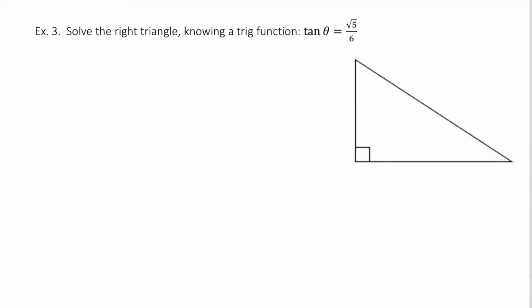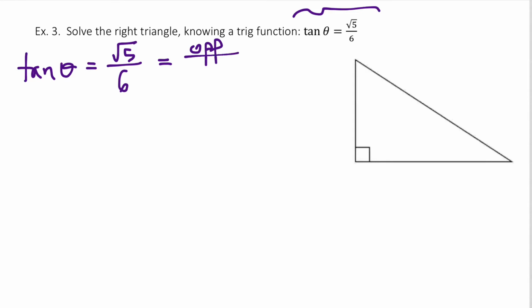So here's another triangle problem. We haven't really gotten into anything having to do with the circular trig angles yet, so we're still talking about just side lengths and angles within acute triangles. So here your information is given to you in the form of a trig function. If we're told that the tangent of theta is equal to this side, root 5, divided by this side, 6, that means that root 5 must be my opposite side, and 6 must be my adjacent side.